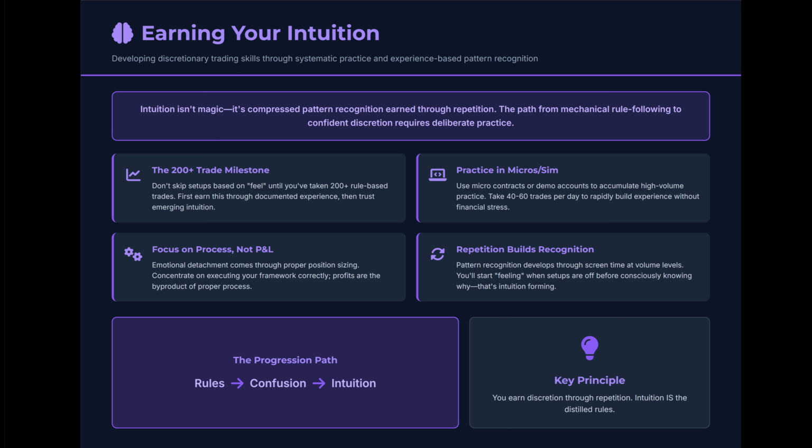Slide 30 addresses the concept of trading intuition, often misunderstood in discretionary trading. Many believe it's a mystical sixth sense or gut feeling, but both interpretations miss the mark. Intuition, in reality, is compressed pattern recognition earned through repetition. It's the transition from mechanical rule following to confident discretion achieved with deliberate practice. Let me explain how this progression works.